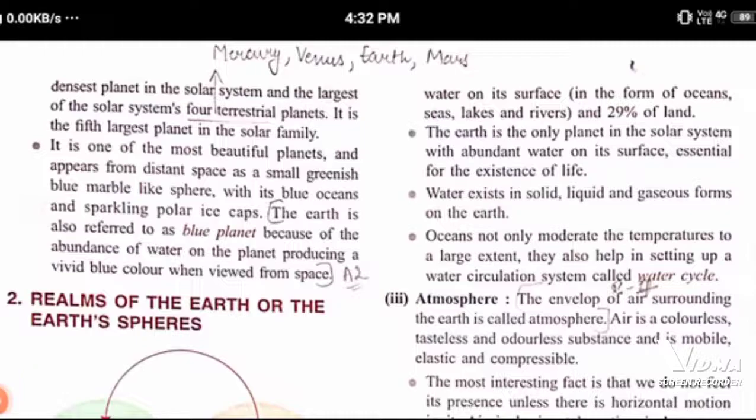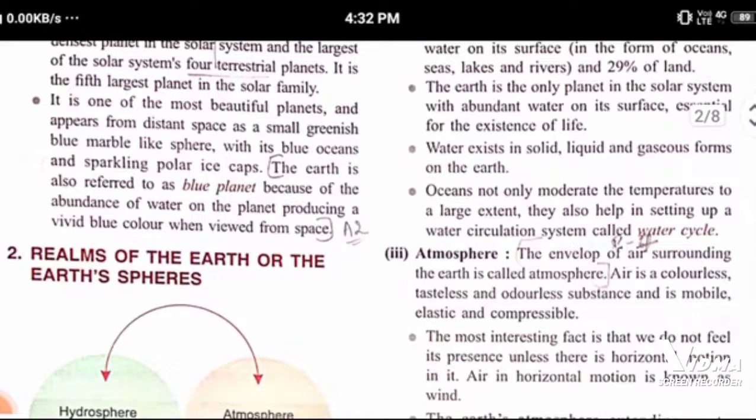Water exists in solid, liquid, and gaseous forms on the Earth. Water exists in solid form, that is ice. In Antarctica there is a lot of ice; you can see the pictures on Google. Liquid water is in oceans, seas, and lakes. Gaseous forms are water vapors, by which rain is caused. So we have three forms of water on the Earth.